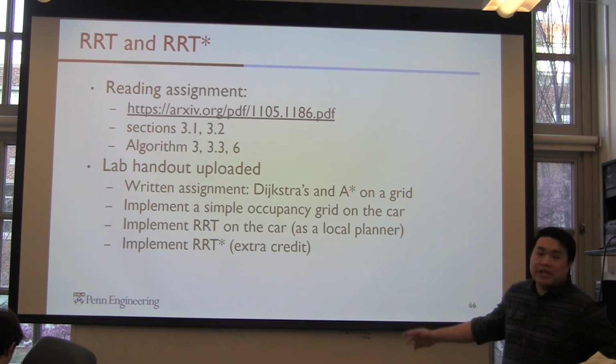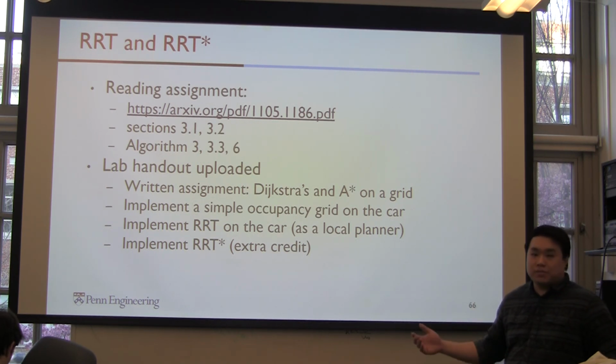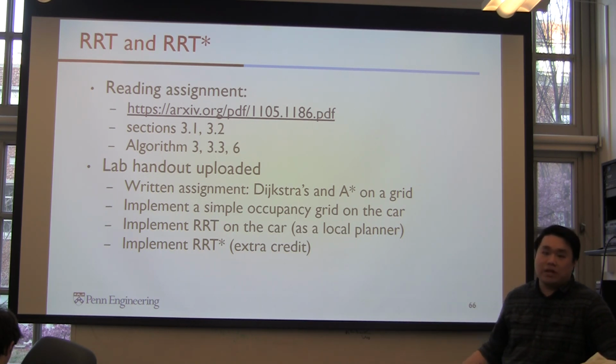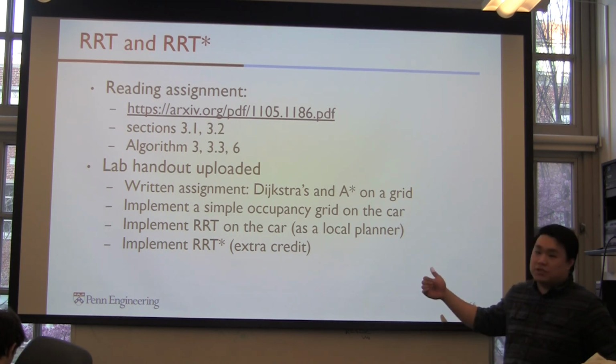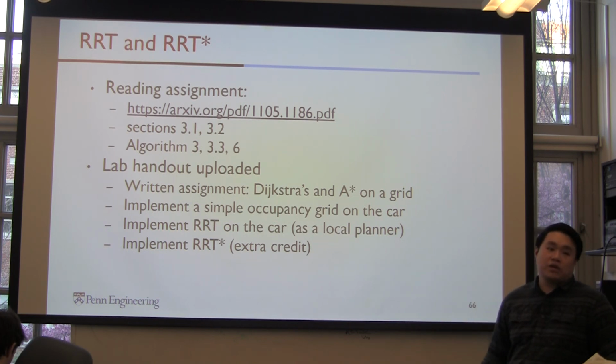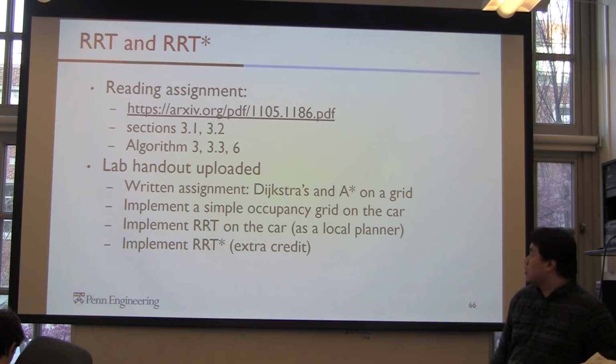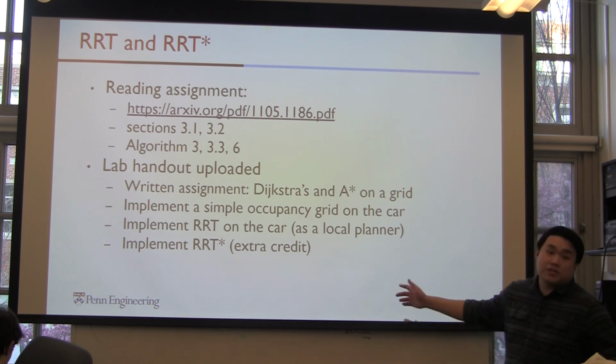The idea here is that you're taking information from the laser scan. You could put the points that you've hit into the map, in the map frame, and create an occupancy grid based on that. This is needed because you need a way to check for collision in your next step, RRT. As I said before, you're going to implement RRT as a local planner, so it's going to do obstacle avoidance, and RRT star is extra credit.